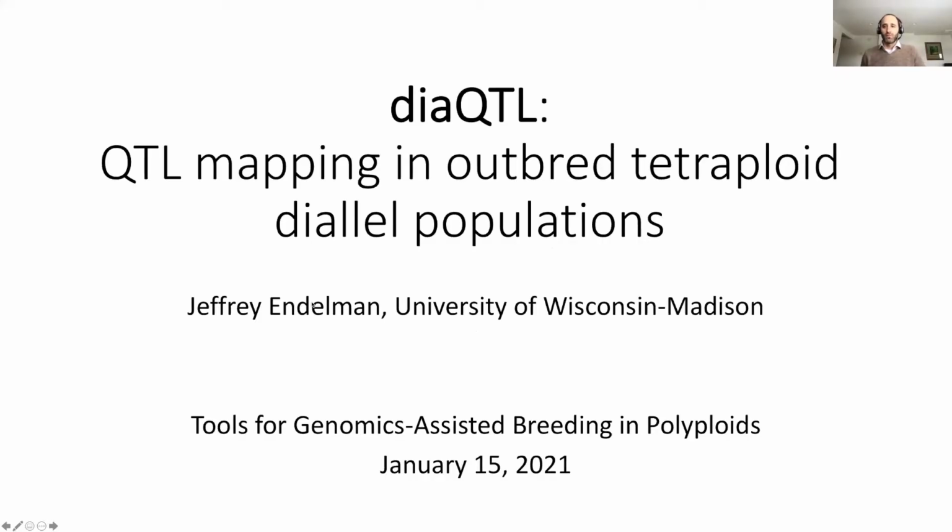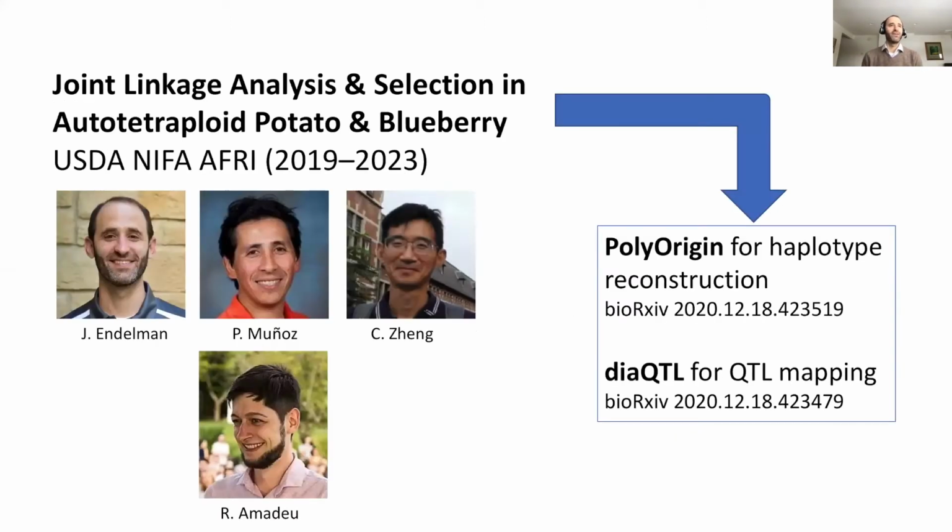Right, so we're going to start talking about linkage mapping in multiple F1 populations, and our focus here is on tetraploids. The name of the software is diaQTL, which, if you don't get it immediately, is a contraction of the words diallel and QTL. My co-authors in this effort, we introduced yesterday: Chaoji Zhang from Wageningen University, Patricio Munoz, and Rodrigo Amadeu from the University of Florida. For more information, you can check out the bioRxiv preprint.